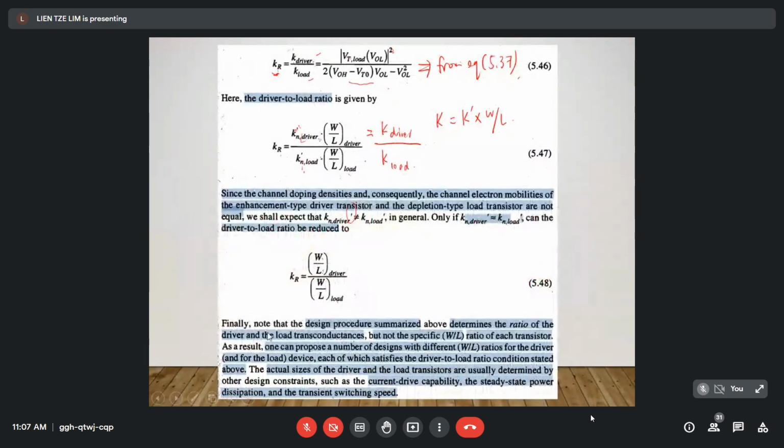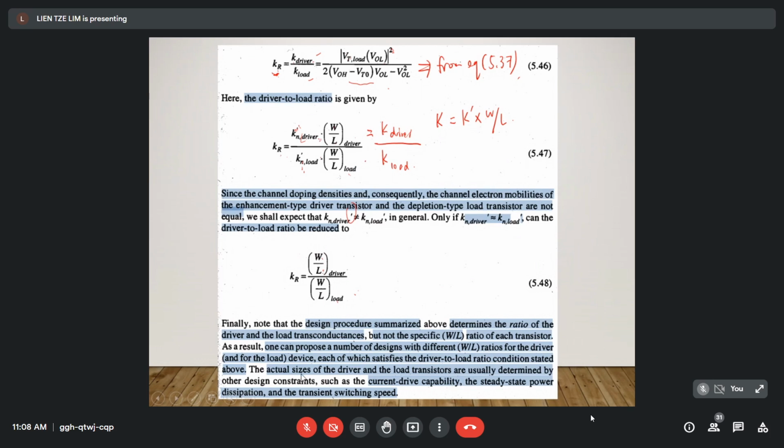Okay, finally, note that the design procedure summarized above determines the ratios of the driver and the load transconductance, but not the specific width over length ratios of each transistor. As a result, one can propose a number of designs with different width over length ratios for the driver and for the load device, each of which satisfies the driver to load ratio conditions stated above.